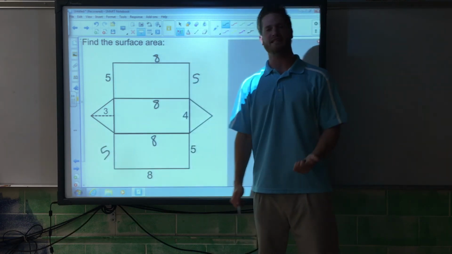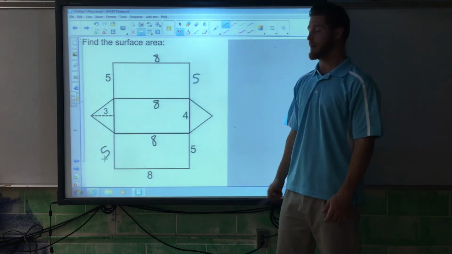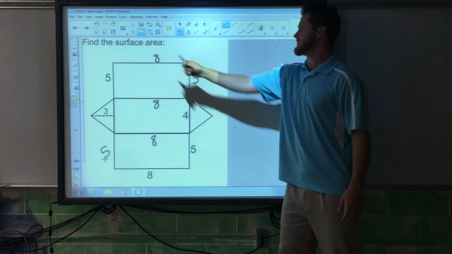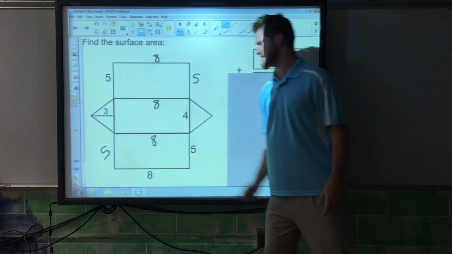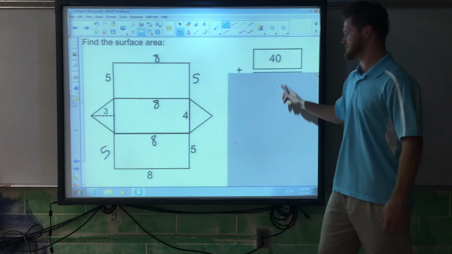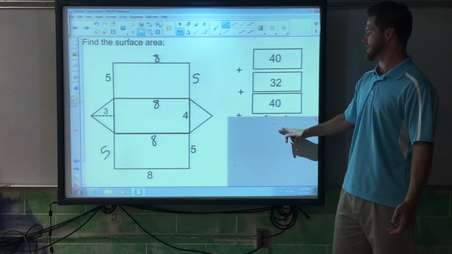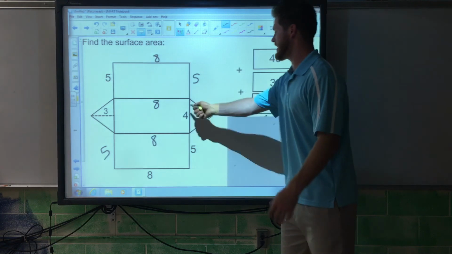So just looking at these values, I know that this rectangle and this rectangle will be the same, just like this triangle and this triangle will also be the same. Length times width, 5 times 8 gives me 40. Let's look at my middle rectangle. 8 times 4 gives me 32. The bottom one, again, will be 40. Now, I got 3 of the 5 shapes. Got to find the area of these triangles now.